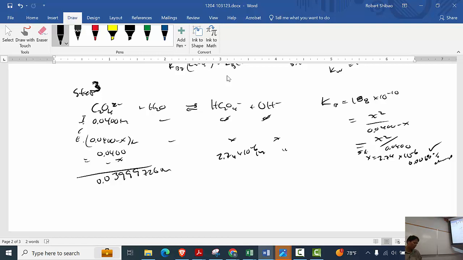So let's go ahead and I'm going to flip that times 2.74. Okay, so actually let me try that again. 2.74 times 10 to the minus 6. Square this, divided by 0.0399972. That's probably enough. And I get a K equals 1 point.